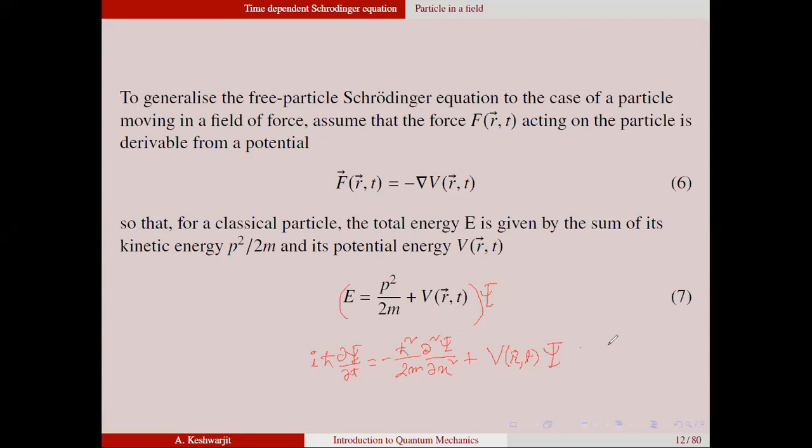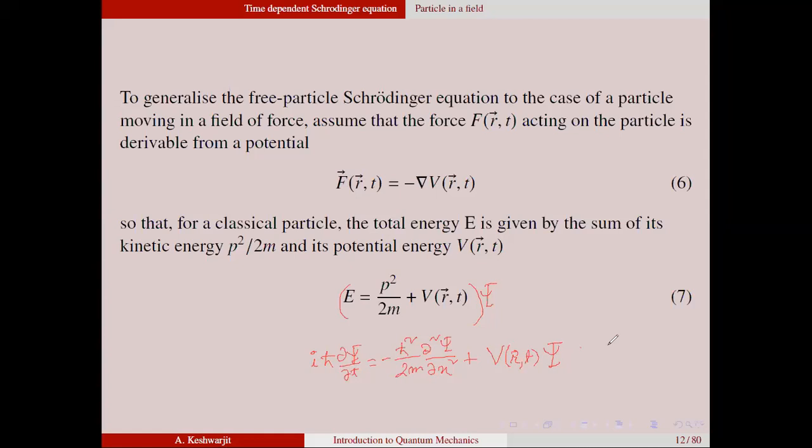In electrodynamics, the Laplacian of potential is equal to 0. That is called the Laplace equation. And the Laplacian of potential is equal to minus rho by epsilon naught. That is called the Poisson's equation.